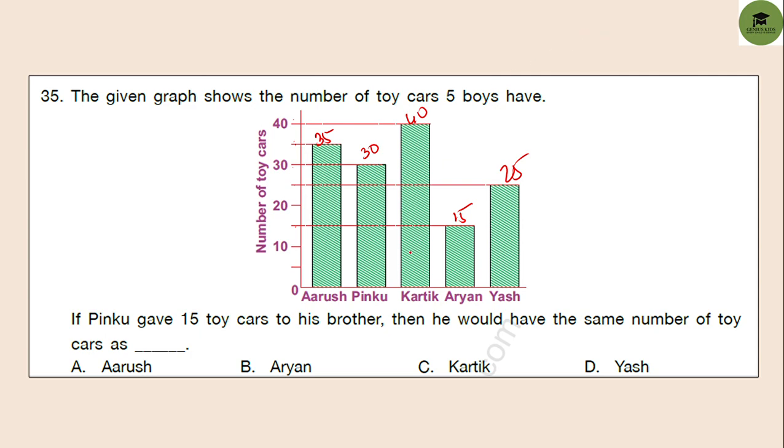Okay. Now if Pinku gives 15 toy cards to his brother, then he would have the same number of toy cards as whom? Pinku has 30 cards. If he gives 15 toy cards, how many toy cards does he have? 15. So now who has 15 cards? Aryan has 15 cards. So same as Aryan. So option B is your correct answer.